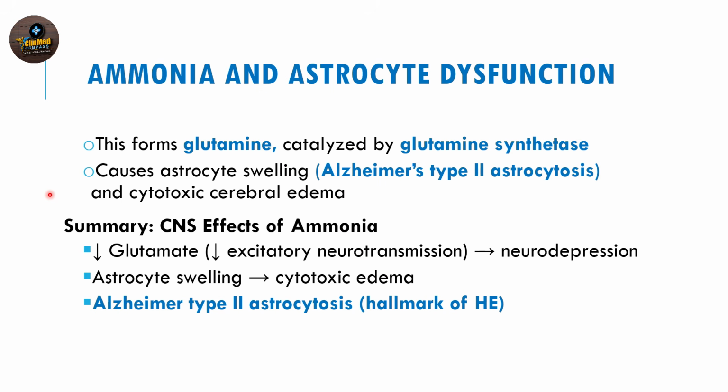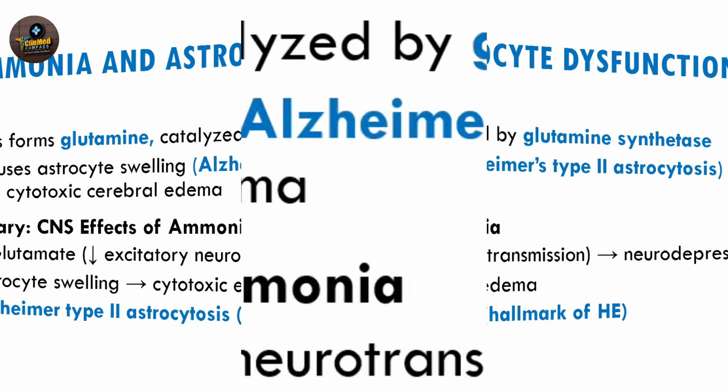The CNS effect of ammonia could be summarized as: 1. Reduced excitatory neurotransmission due to the low glutamate. 2. Swollen astrocytes, which cause cerebral edema, and characteristic Alzheimer's type 2 astrocytosis, which is the hallmark of hepatic encephalopathy.